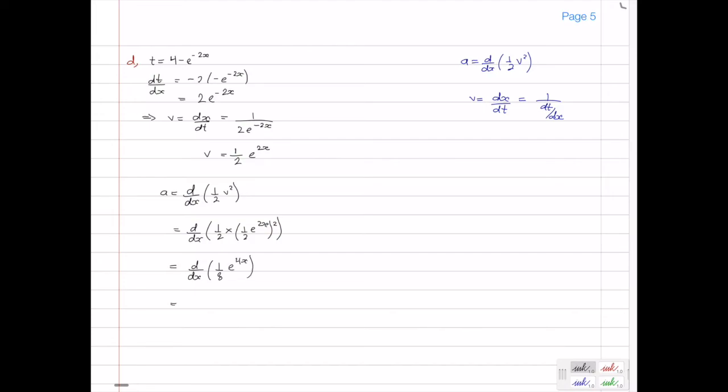If we differentiate this, we bring down the 4, and so we get 1/8 times 4e^(4x). This simplifies to a half e^(4x) as our acceleration. And here we have the acceleration in terms of the displacement x. And that's the end of that question.